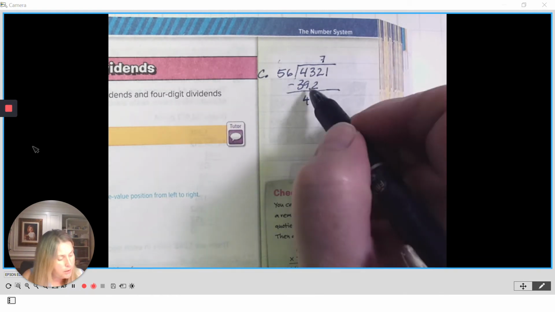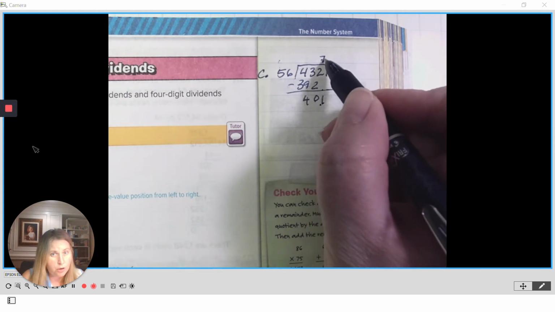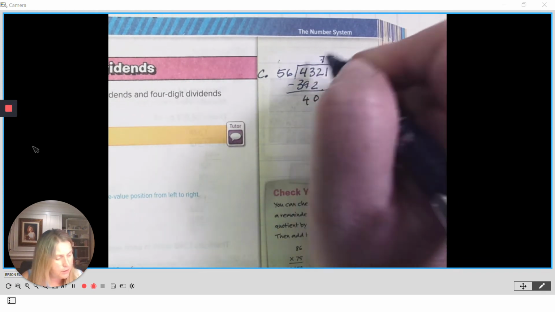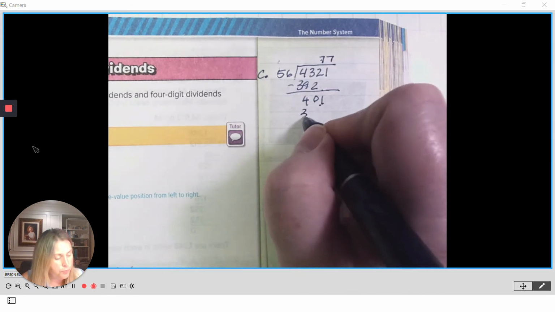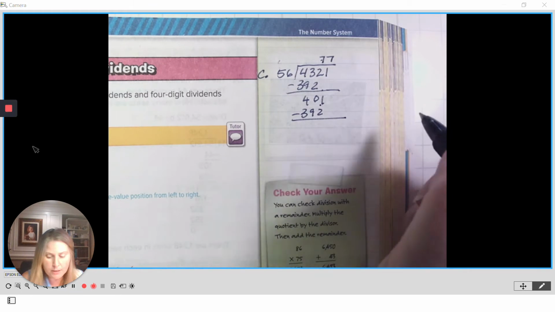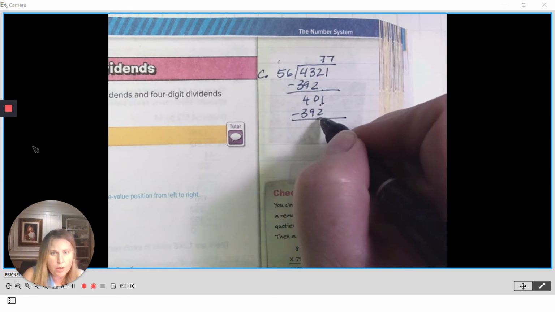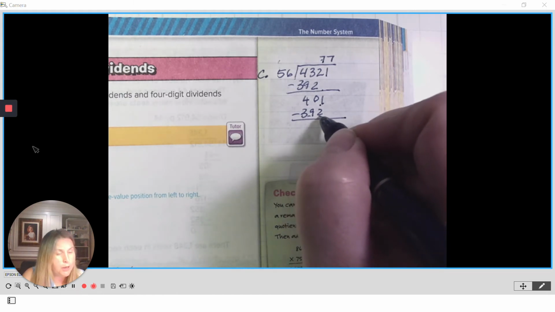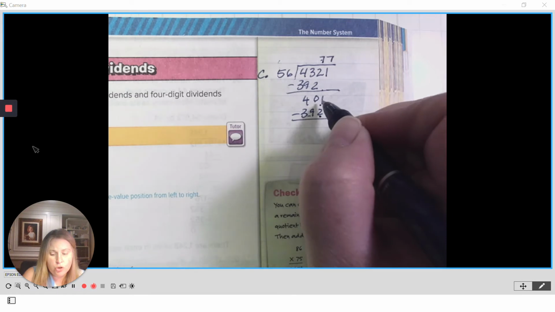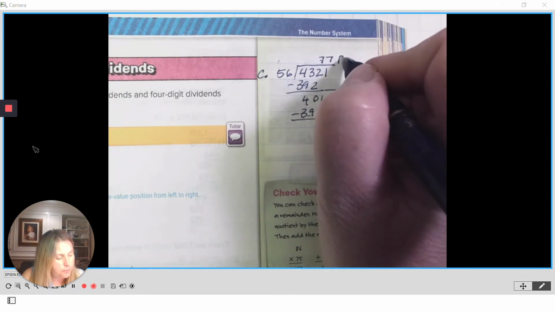So this is 392, really close to 401. So I'm going to do another 7 right here. 7 times 56, we just did that, is 392. Okay, so then we will subtract. I'm going to count up here, so 401 minus 392. So I'll count up. 392 to 400 is 8. So to 401 would be 9. So we would have remainder 9.